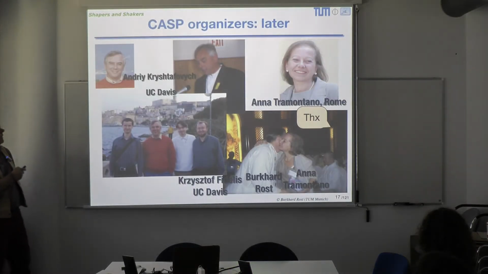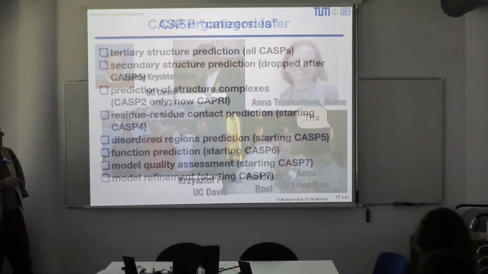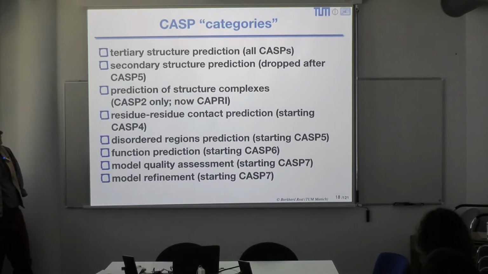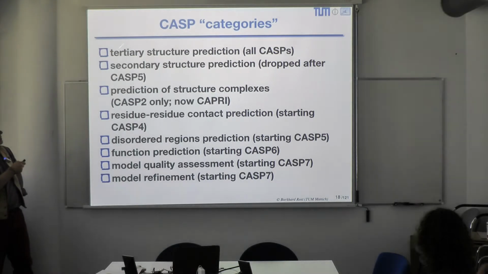So later, Andrzej Kryshtafovych came on board, and Anna Tramontano from Rome. At some point I was a co-organizer too. There are different categories. One category is really tertiary structure. Secondary structure prediction was initially dropped after CASP 5. Prediction of structure complexes was only done once and later went into a similar competition called CAPRI.